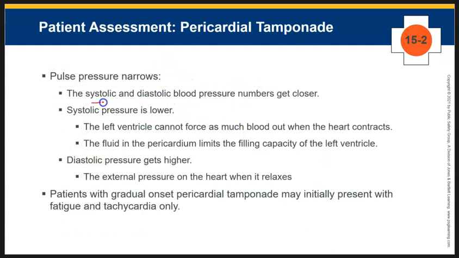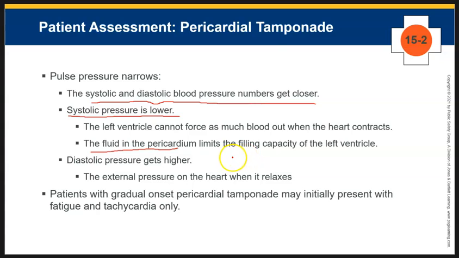Other signs will be a pulse pressure narrowing. That is, the systolic, which is the top number, and the diastolic, the bottom number of the blood pressure, get closer. The systolic pressure is lowered, and that's why the gap gets narrower. The left ventricle is ineffective in forcing blood out when the heart contracts, and consequently, the systolic pressure, the pressure measured as the heart contracts, is lower. Why? Because fluid in the pericardium is limiting its ability to fill.